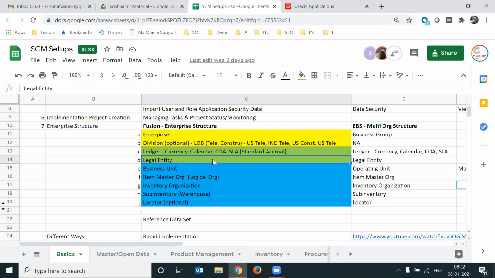Legal entity. TechLeads IT is a legal company. Why is it a legal company? Because I registered TechLeads IT with the government. It's a legal entity, because if you want to operate a business, you have to take permission from the government. So you have to register the company with the government. That is nothing but a legal entity.